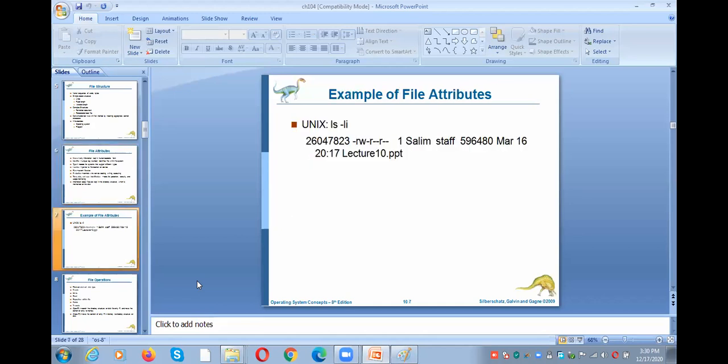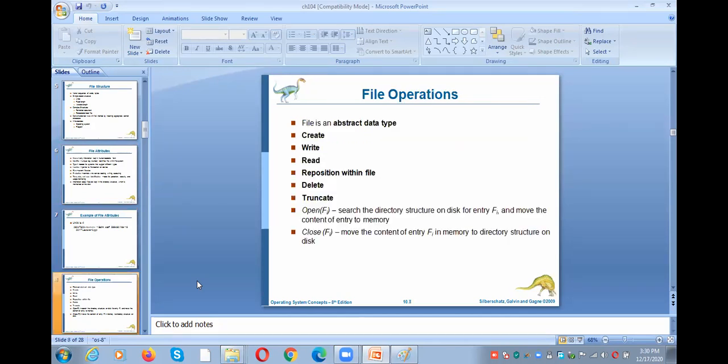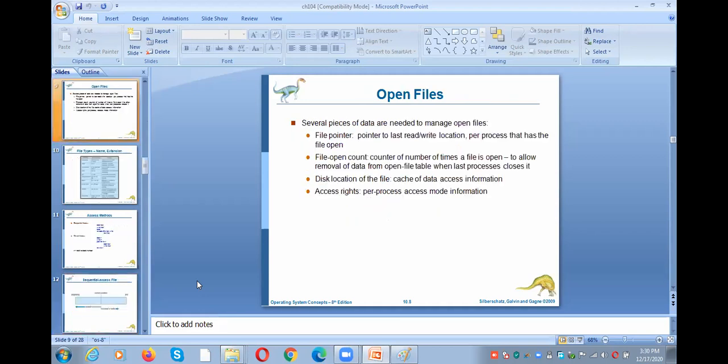In order to know the file attributes, what is the command? ls minus l. I is not required here. So l is for long listing a file. And next, these are the operations. We can create a file, write the contents to a file, read the contents from a file, close the file, open the file, truncate the file, rename the file.